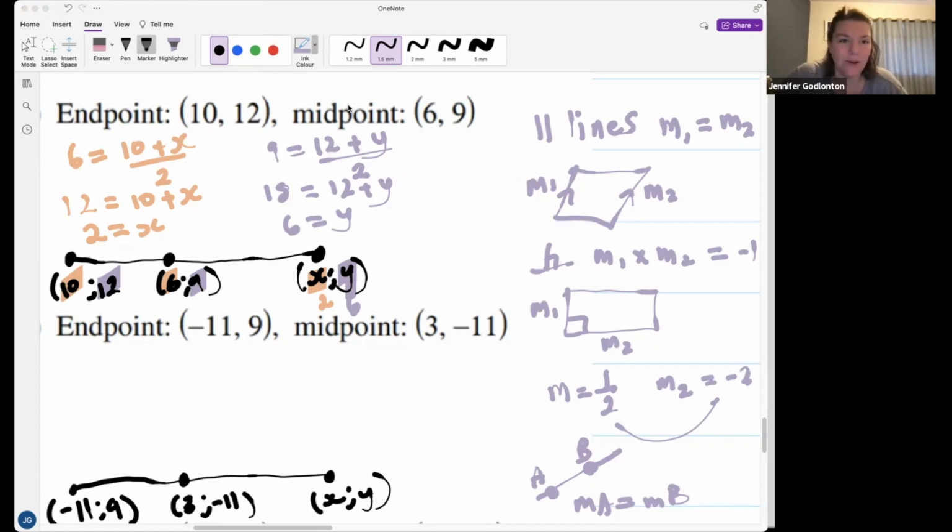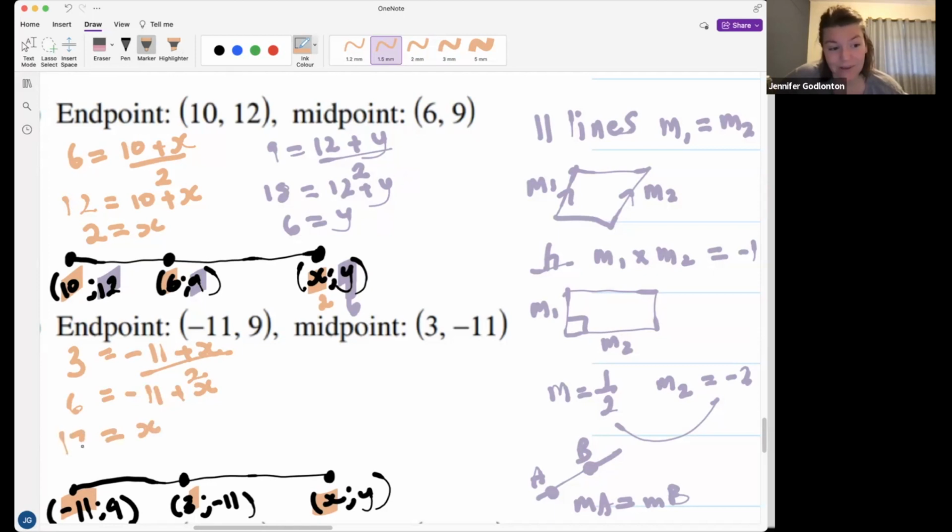Okay. So let's start with our x's. We're going to say 3 is equal to negative 11 plus x over 2. So 6 is equal to negative 11 plus x, which means x is equal to 17. Happy days. Let's have a look at our next one.